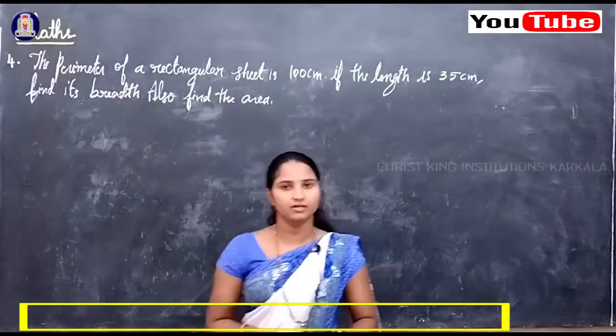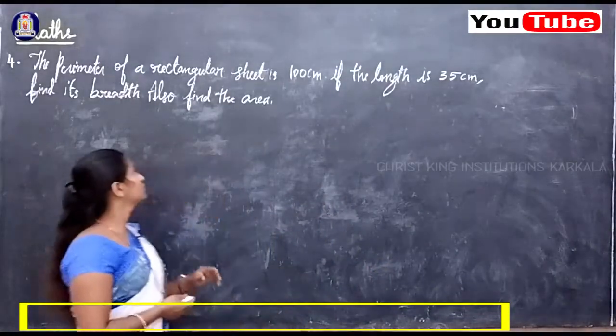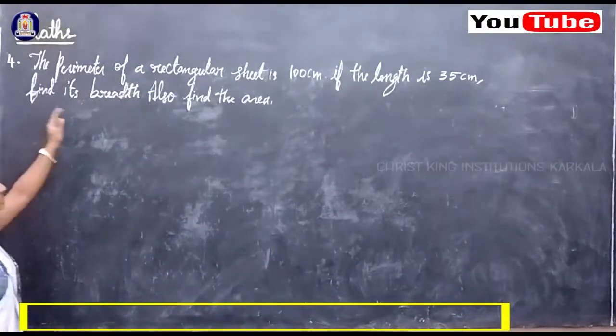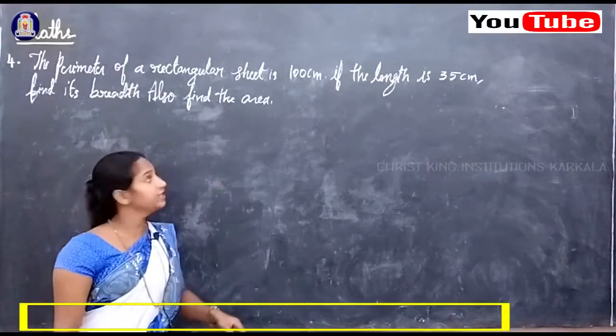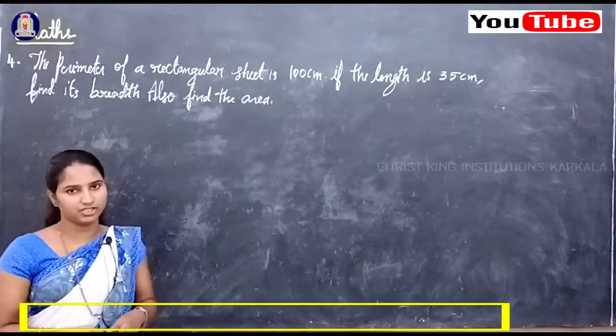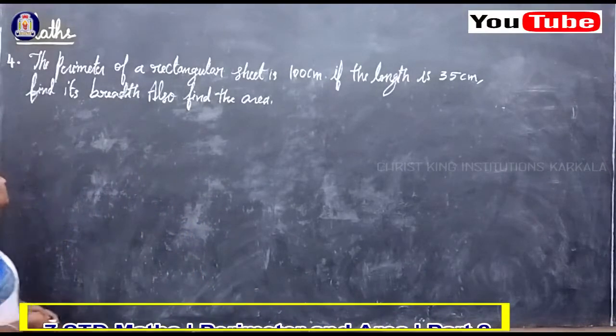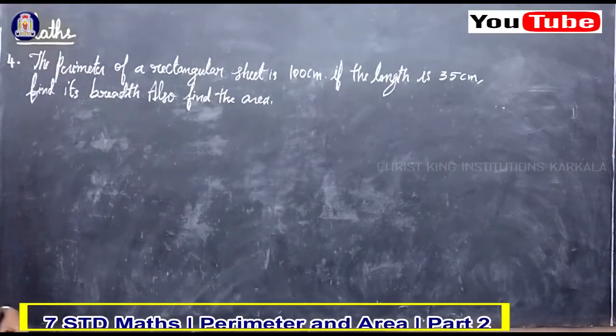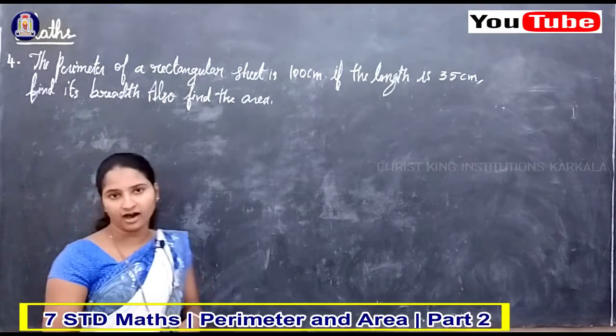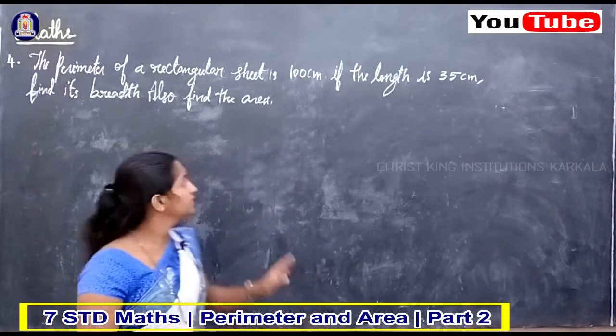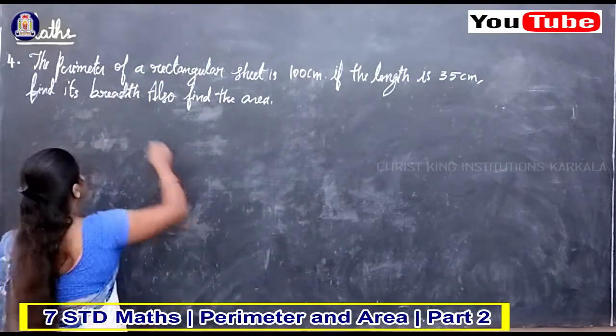The next question in perimeter and area. See, the question is like this. The perimeter of a rectangular sheet is 100 centimeter, and if the length is 35 centimeter, find its breadth. Also find the area.